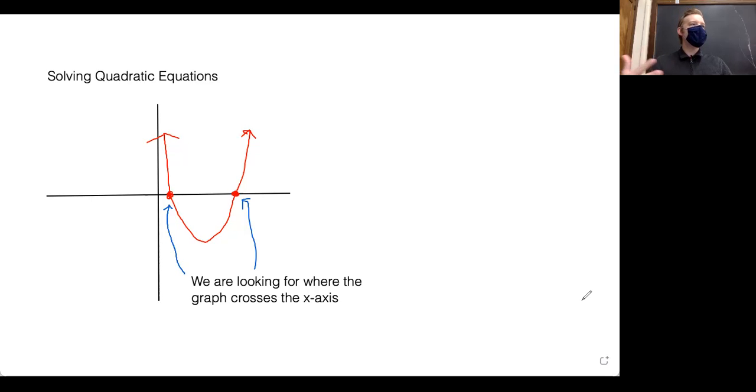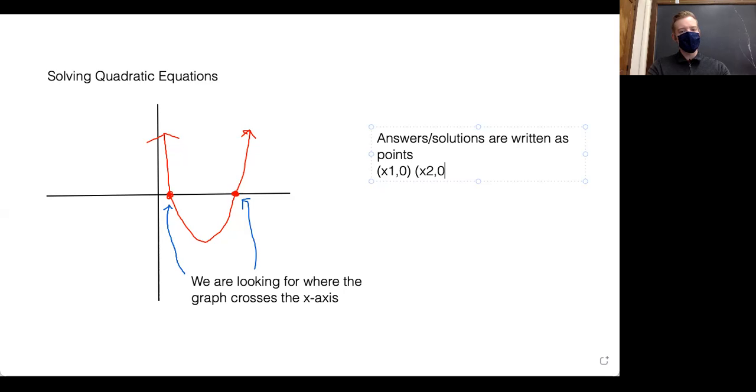Now, just like when we were working in the last unit, we want to write those answers as points. We want to write those as an x value and a y value together. And both points will have an x value and 0. And then there will be a different x value and 0. So we're going to call this x1 and 0, and then also x2 and 0.